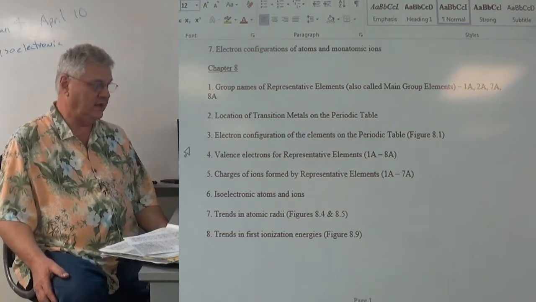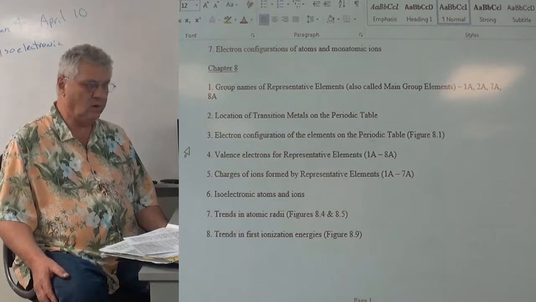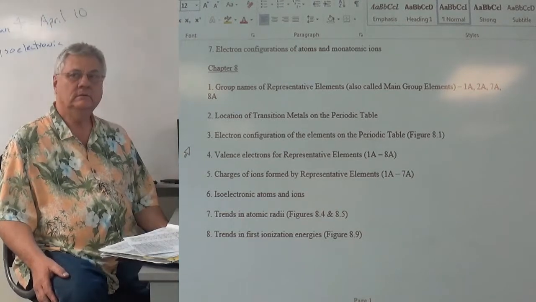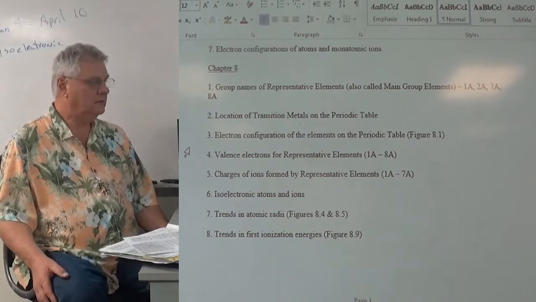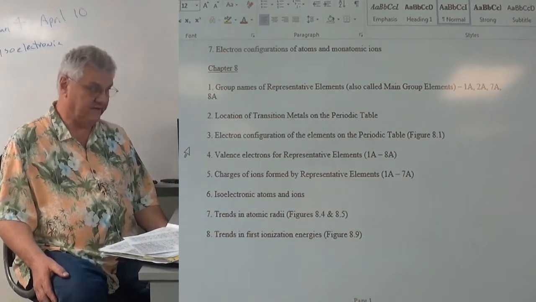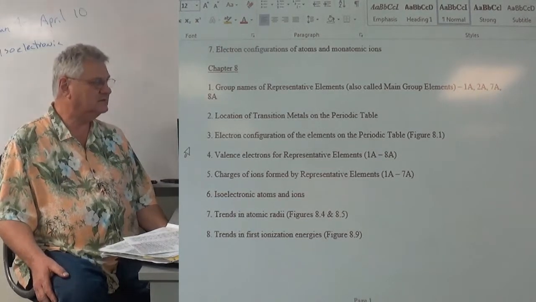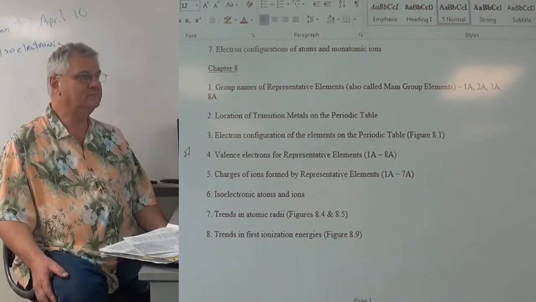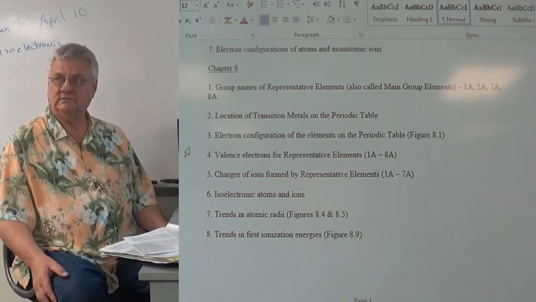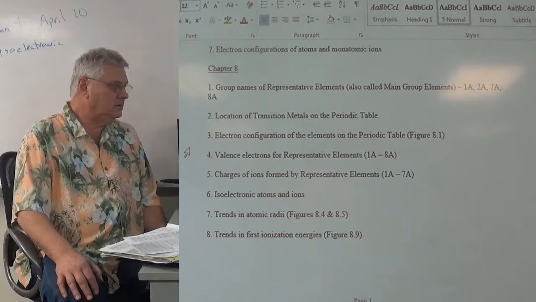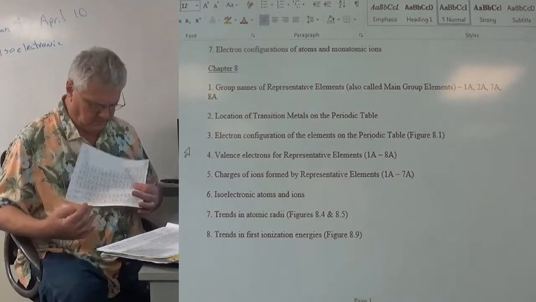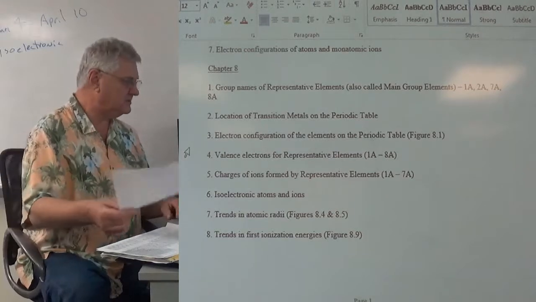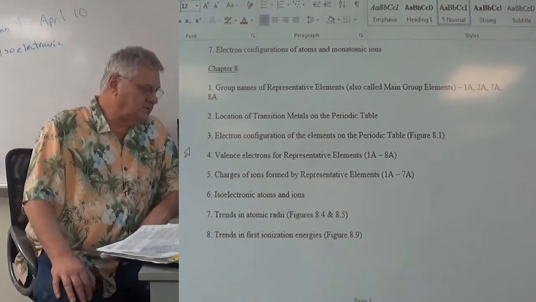Can you remember what the group name is for the main group elements in 1A? Alkali metals. What about 2A? Alkaline earth metals. 7A? Halogens. What about 8A? Noble gases. Well, you kind of have to know. It's hard to miss where the transition metals are on the periodic table.